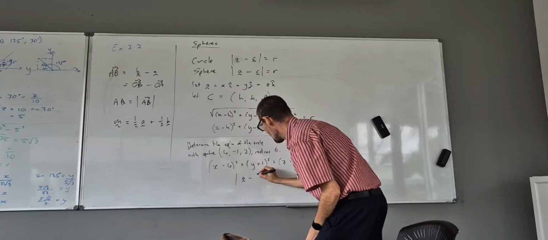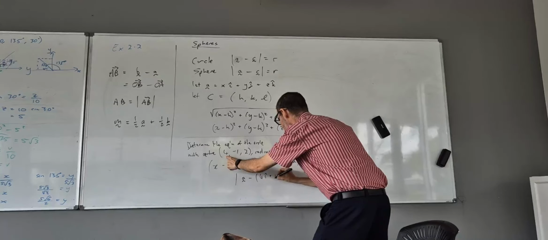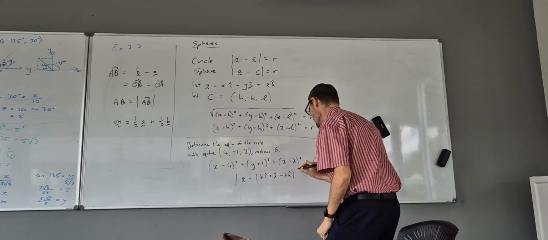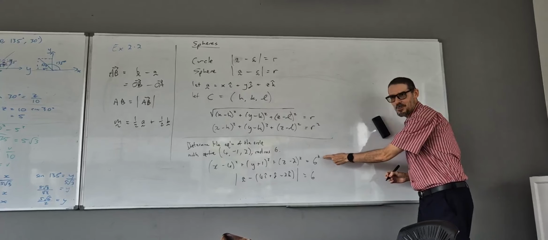minus, carefully, 4i hat plus j hat minus 2k hat equals 6 is the vector equation. But this is the one they're asking for.